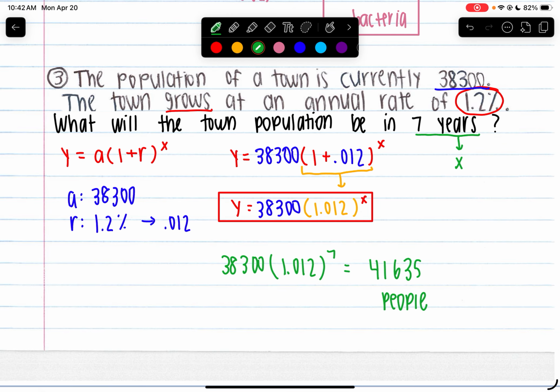All right. And that would be about the amount of people, right? This is just an estimation. Based on this trend, there should be about that many people after 7 years.